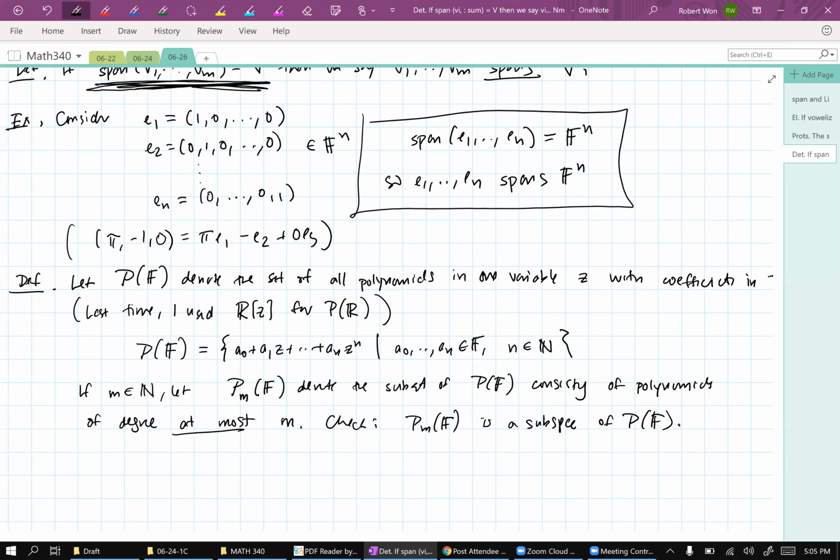Also, if you add two polynomials of degree less than or equal to m, then you get a polynomial of degree less than or equal to m. Adding polynomials does not up the degree. It could down the degree: z squared minus z squared is 0, so the degree went down, but you never increase the degree. And if you scalar multiply a polynomial of degree less than or equal to m, you again get a polynomial of degree less than or equal to m. It's either the same degree, or if you multiply it by 0, then you get the 0 polynomial. So it's closed under addition, scalar multiplication, and contains 0.